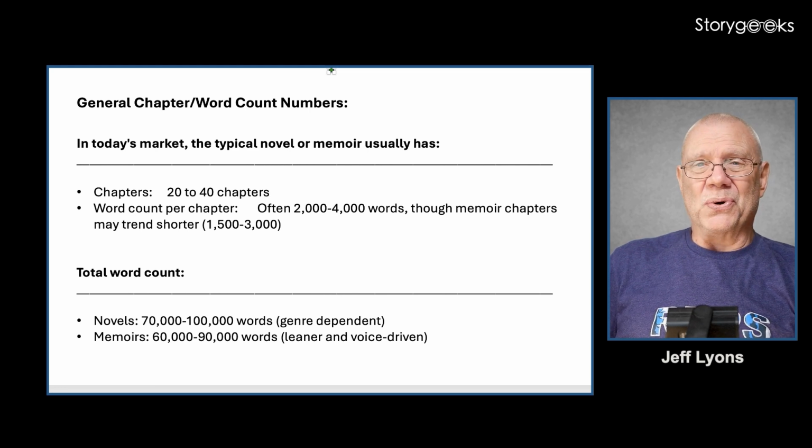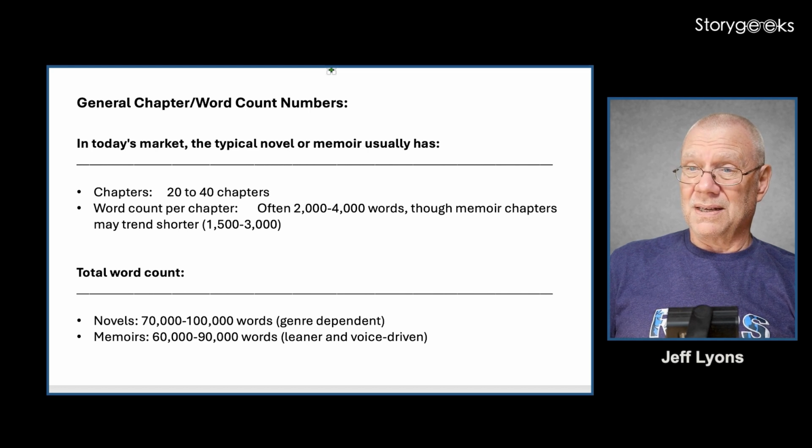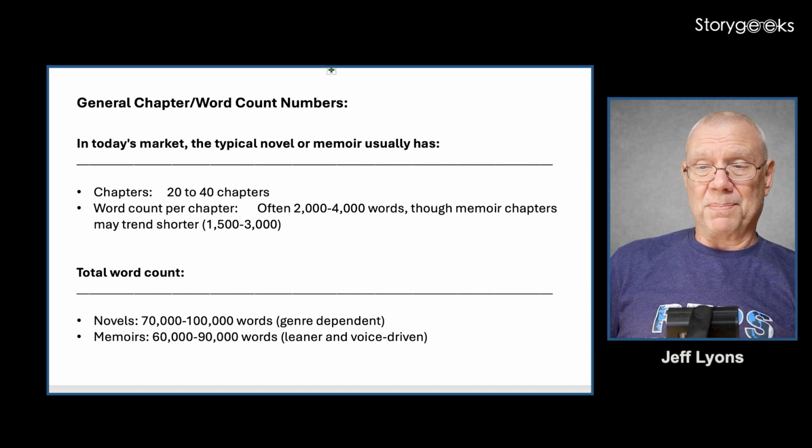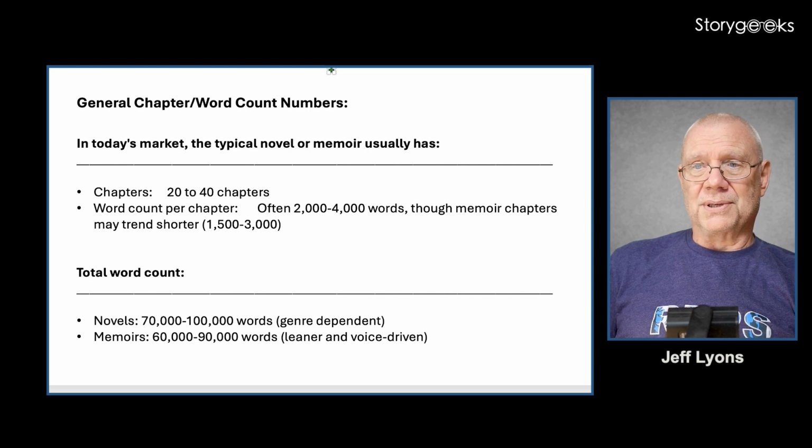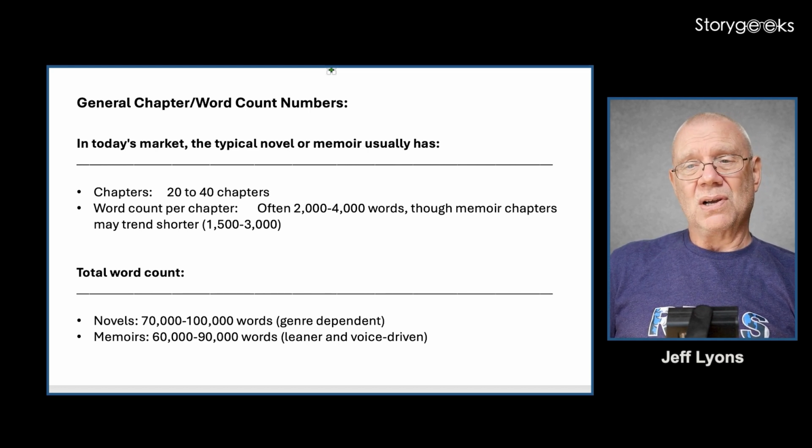Can you go over or under? Sure. But it's nice to know what you're shooting for. 20 to 40 chapters. 20 is on the short side. Okay. So you can calculate what that means in terms of word count per chapter, just by dividing the numbers out and figuring that out. As to word count, novels have a tendency to go from 70,000 overall to about 100,000 if they're really heavily genre dependent, and memoirs on the shorter side, 60 to 90.